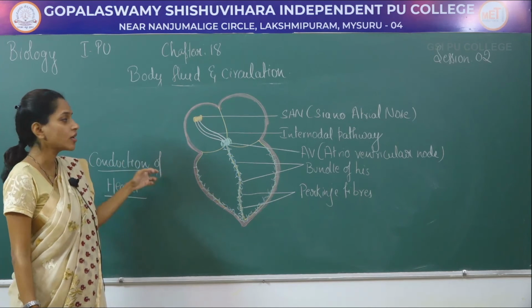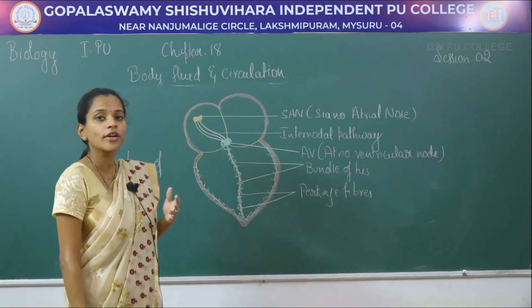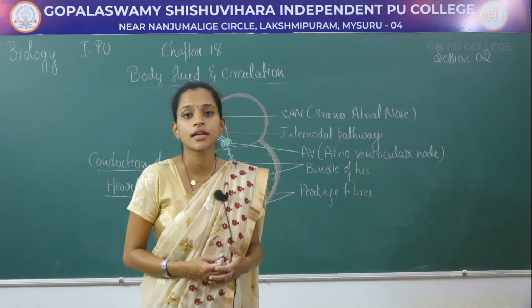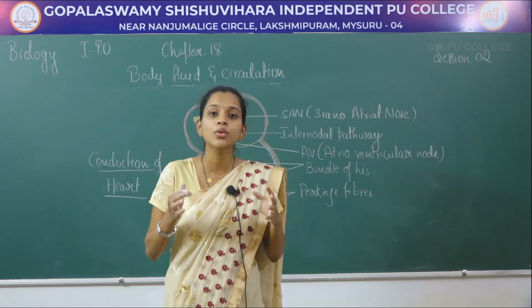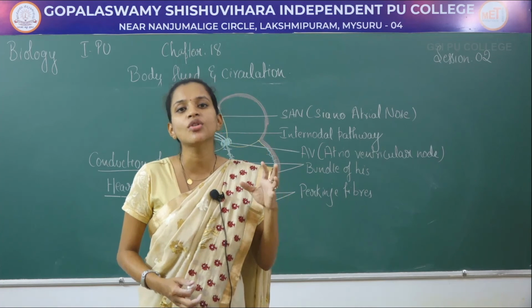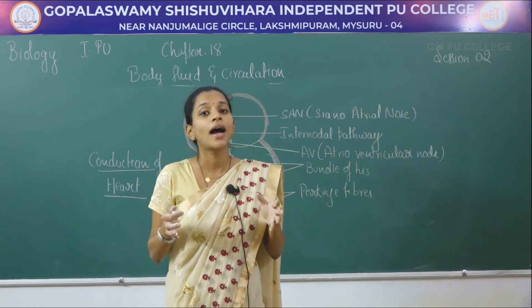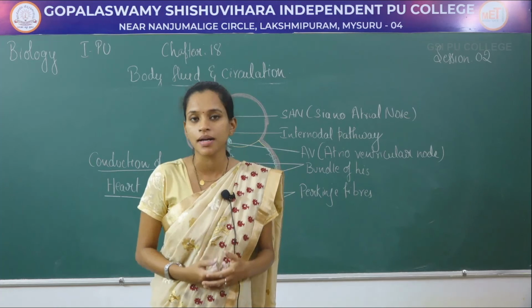So, this is the diagram for conduction of the heart. I have already told that the human heart is not under the control of the brain; instead, we have a myogenic heart. Myogenic heart means the conduction of the heart is controlled by the heart muscles, especially the cardiac muscles.